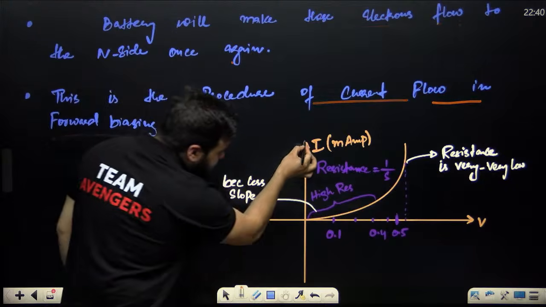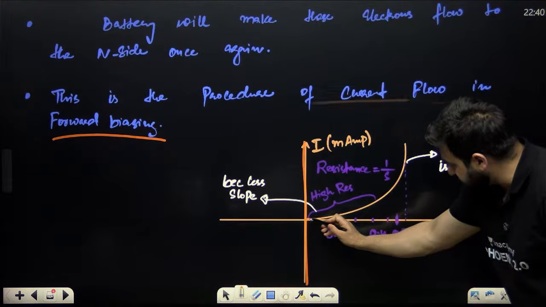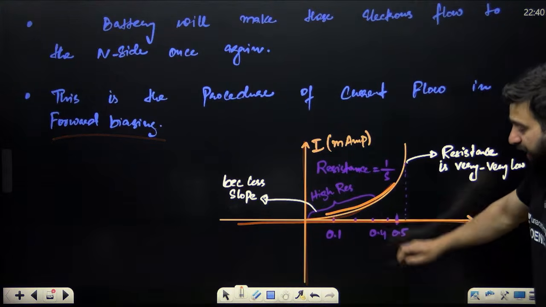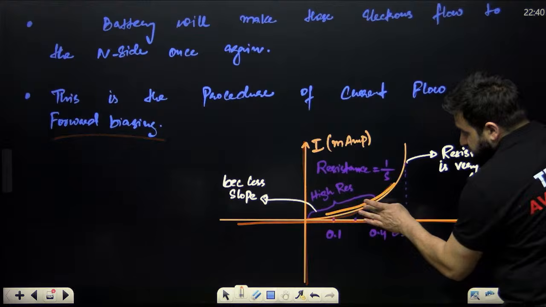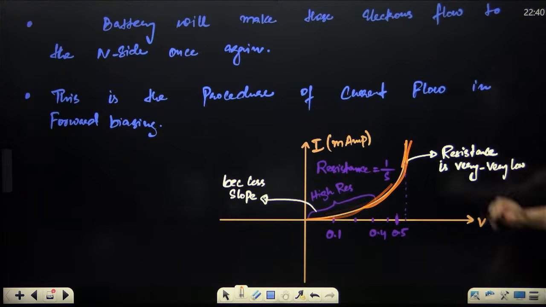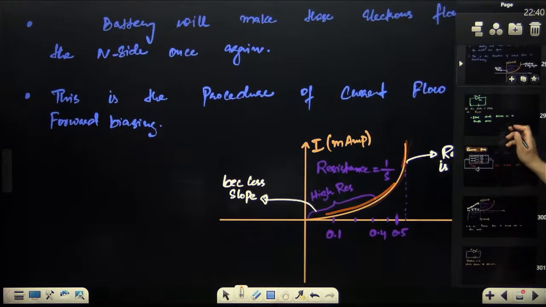So, if you make the graph between current versus potential difference, initially the graph shows less current, less resistance, and my dear NEET aspirants, then it keeps on increasing. It keeps on increasing. This current over here, this current over here. Is this clear? This is the graph that you need to remember.